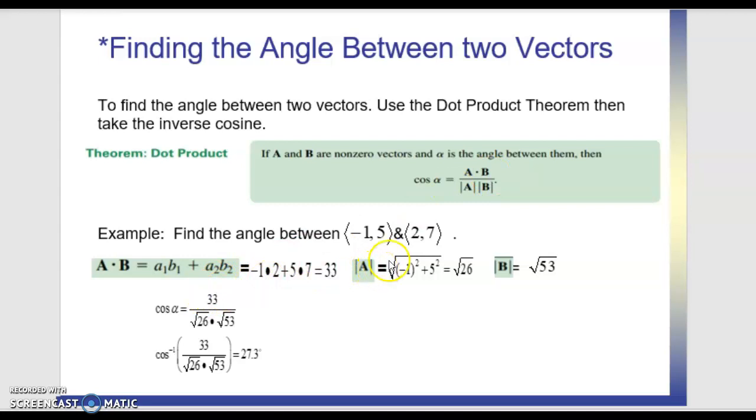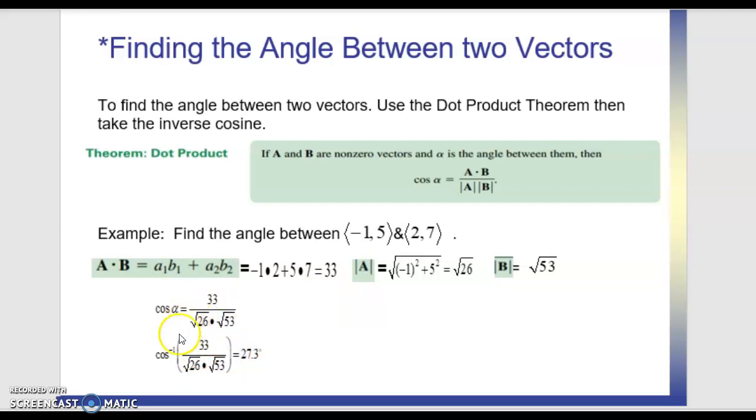The denominator is asking us for the magnitude based on what we have. We have to use the formula a squared plus b squared and then take the square root. So -1 squared plus 5 squared, and take the square root of that would be the square root of 26. Doing the same thing for our second vector, we get the square root of 53.